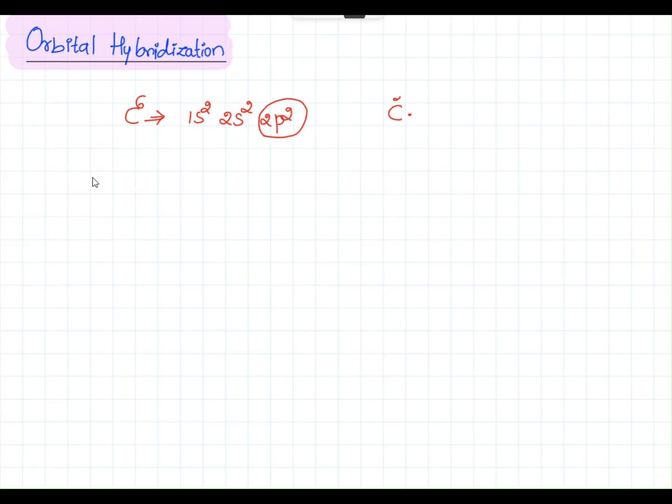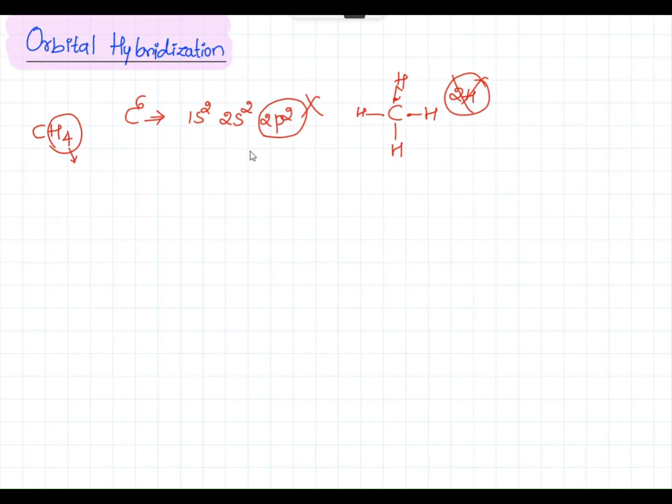But in the case of methane, methane is an organic compound which has only one carbon atom. It is bonded with 4 hydrogen atoms. If the valency is 2, it should bond with only 2 hydrogen atoms. But this does not happen in methane. The carbon is bonded with 4 hydrogen atoms. This means the electronic configuration of carbon we wrote is wrong.